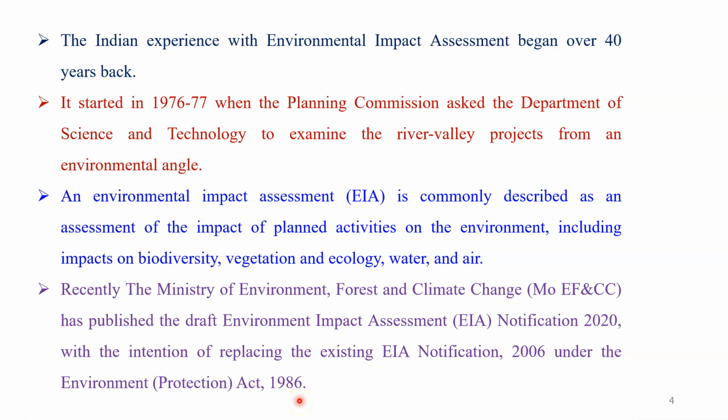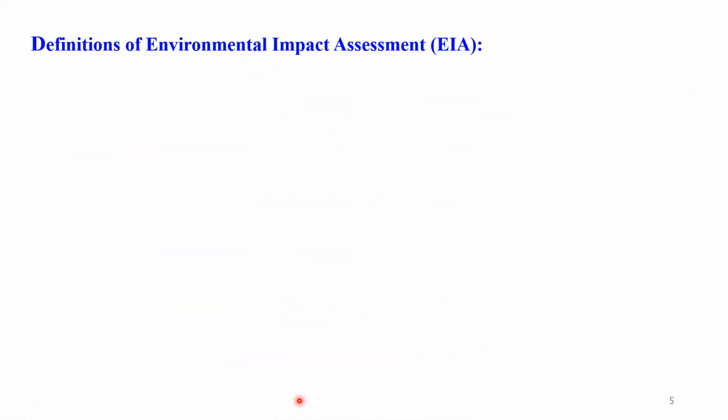On the basis of this, they made some important changes in this process and published it for India. Dear student, let us discuss a few definitions of environmental impact assessment.